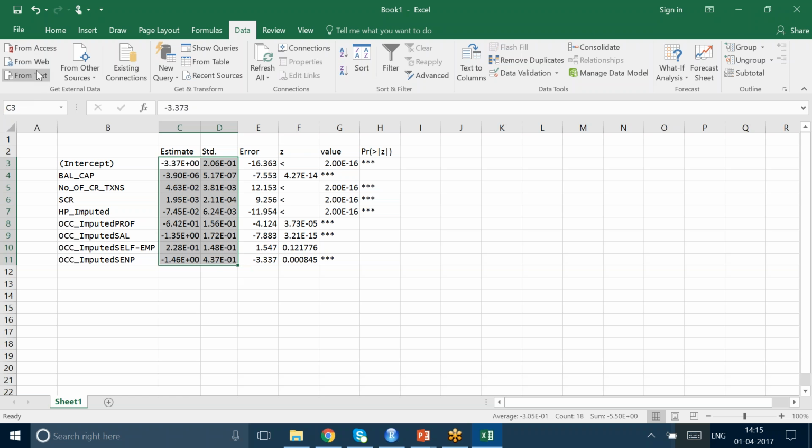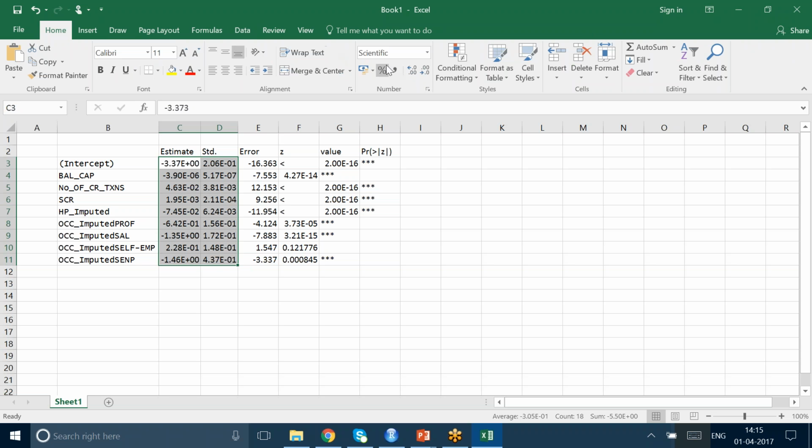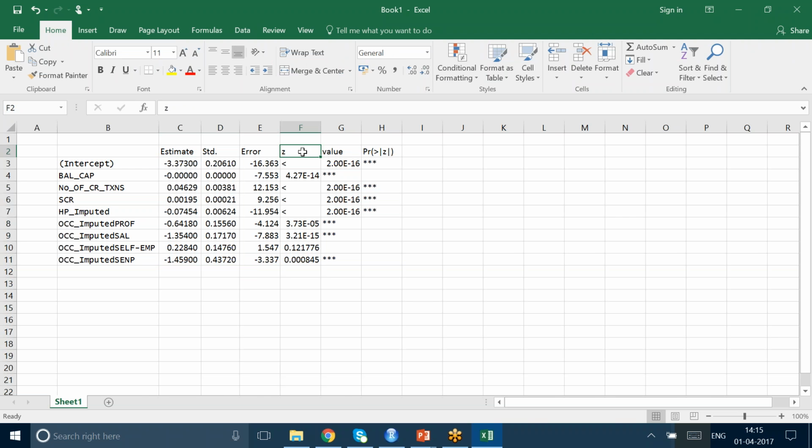Change this home formatting. I'll change it. Okay, some of them is moved. I'm not bothered of it, but yeah.